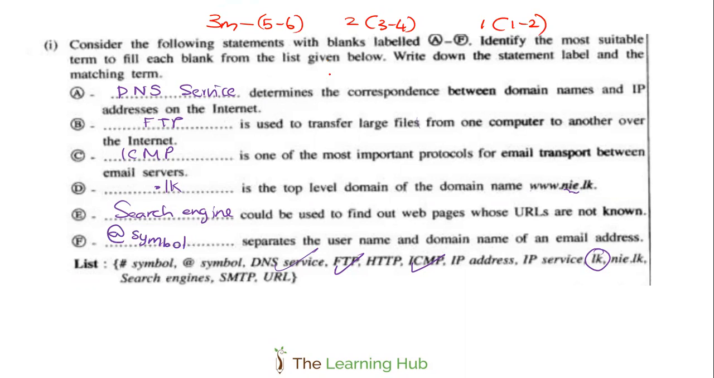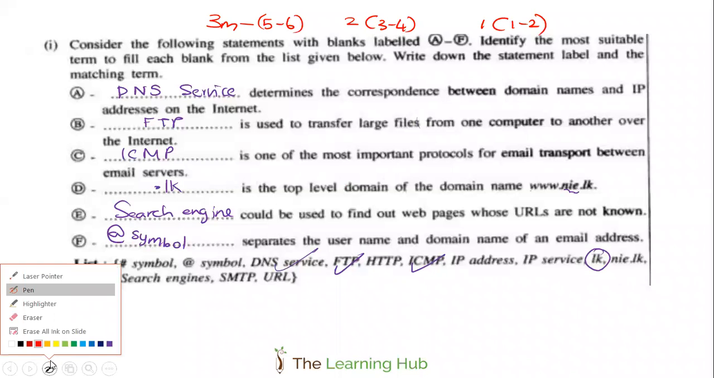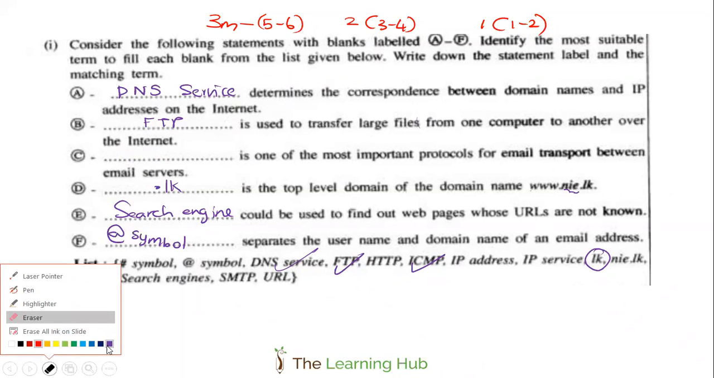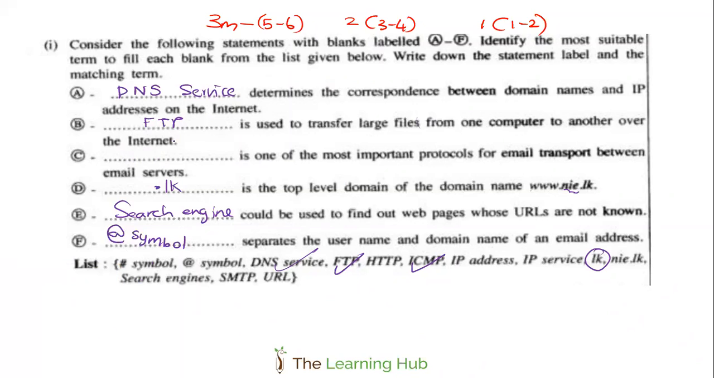C. Isn't C simple mail transfer protocol? Yeah, you're right. Sorry. The answer is for C. Blank is one of the most important protocols for email transmission is SMTP. I did not see that. Simple Mail Transfer Protocol. So email transportation. Thank you, Sajid.